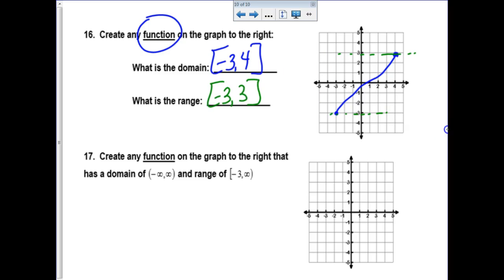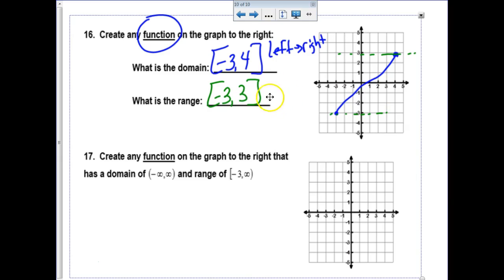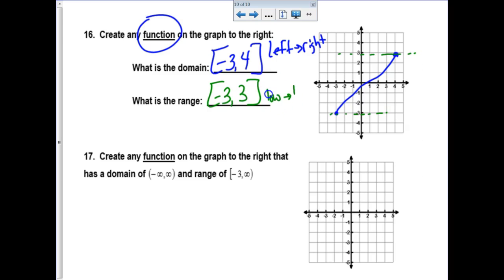So make sure you are going left to right for domain, and make sure you're going, whoops, low to high for range, or bottom to top, however you want to think of that. Alright, so here, any function that goes forever left and right, and then starts for a range at -3 and goes forever. So what if I used that little guy? Boom, like that. That would work, right? I guess I was super psychic when I came up with that first one.